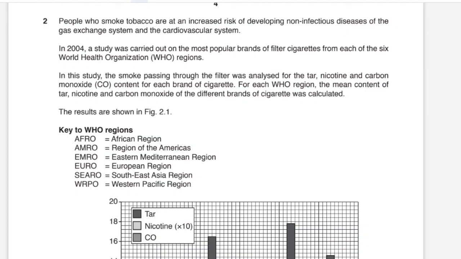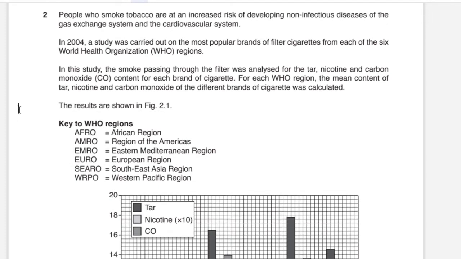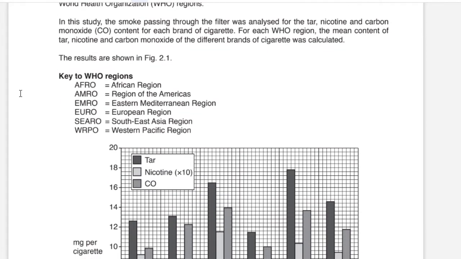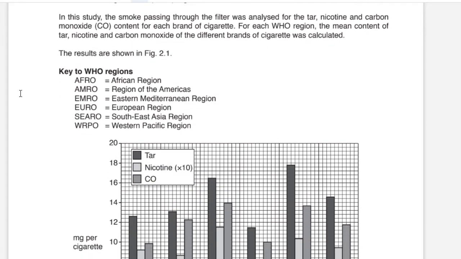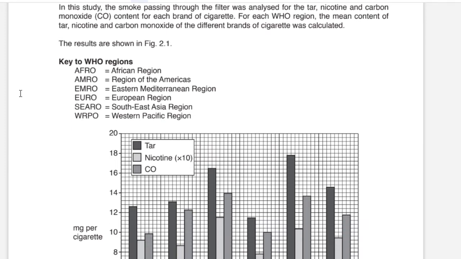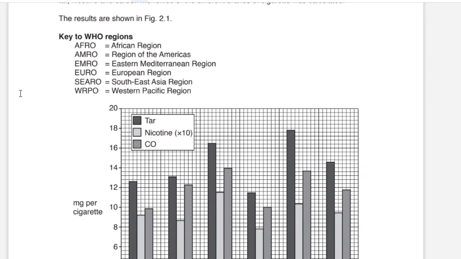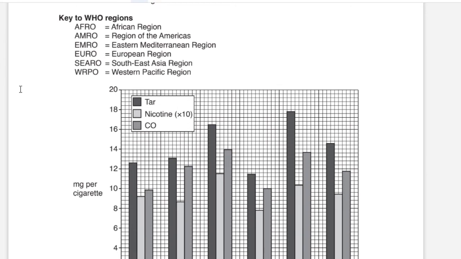2. People who smoke tobacco are at an increased risk of developing non-infectious diseases of the gas exchange system and the cardiovascular system. In 2004, a study was carried out on the most popular brands of filter cigarettes from each of the 6 World Health Organization regions. In this study, the smoke passing through the filter was analyzed for the tar, nicotine, and carbon monoxide content for each brand of cigarette. For each WHO region, the mean content of tar, nicotine, and carbon monoxide of the different brands of cigarette was calculated, and the results are shown in figure 2.1, which is a bar chart.